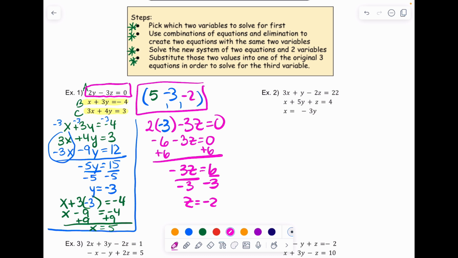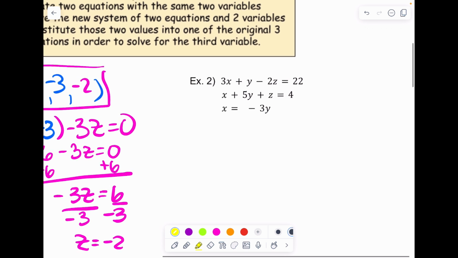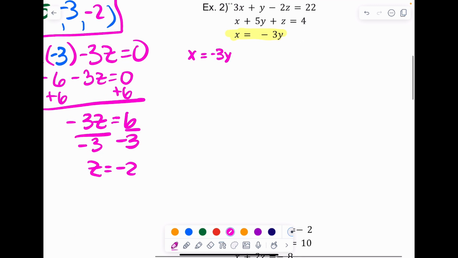That's my solution. So like I said, this first example was pretty nice because we already had 2 equations that only had 2 variables and they were the same variables. So if we look at example 2, you can see that we do have one equation with only 2 variables. So we can go ahead and put that in our box. x equals -3y. So you can see how this equation doesn't have a z.